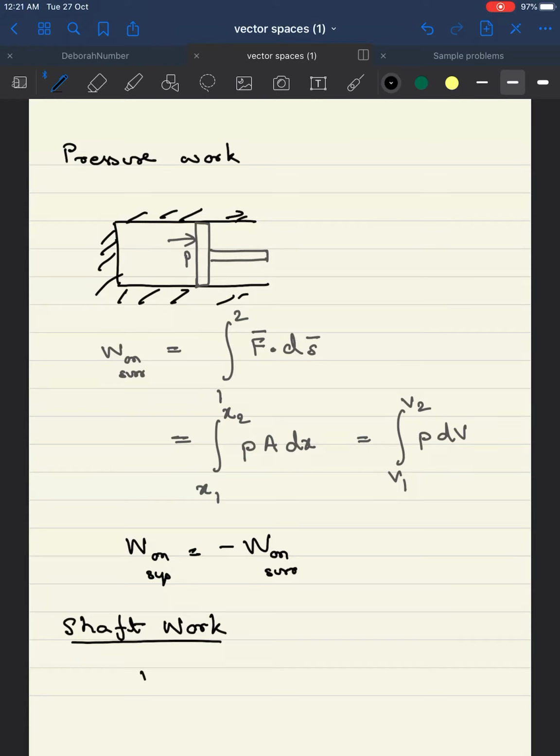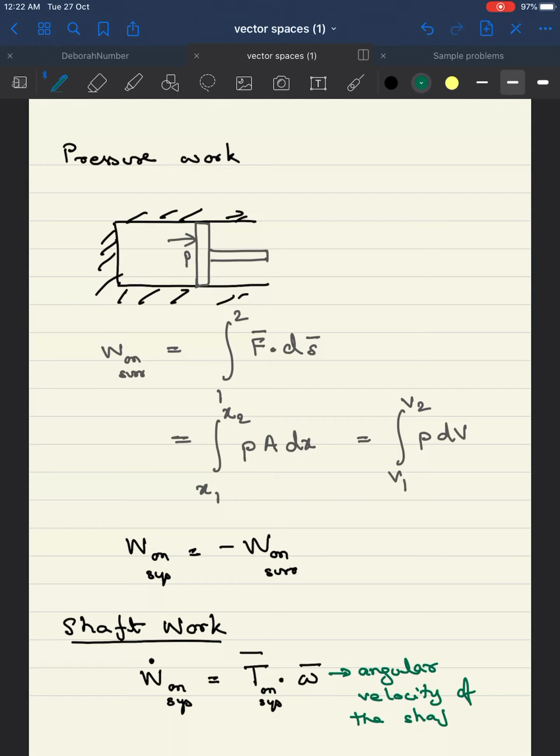And the shaft work is usually given as the rate, the time rate of change of this, or the power. Okay, so W dot is usually the torque on the system multiplied by omega. So this is again on the system, and omega is the angular velocity of the shaft. So let me write it down. This is the angular velocity of the shaft, and this is the torque acting on the system.